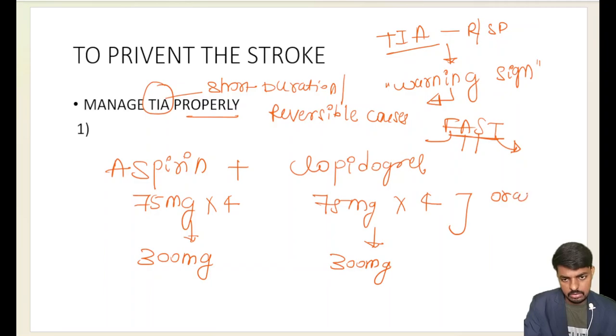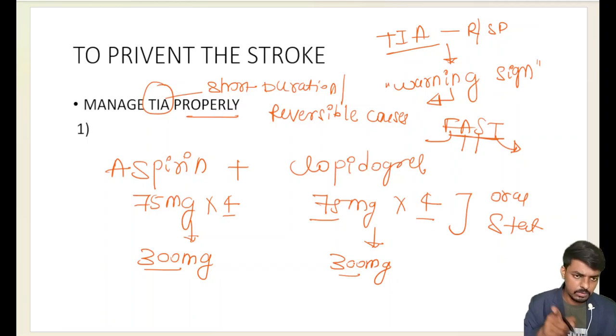Oral, stat. Whenever the symptoms come that indicate your transient ischemic attack, just give a stat dose of aspirin 75 mg, 4 tablets together, 300 mg, and clopidogrel 75 mg, 4 tablets together, 300 mg. Very important, keep it in your mind. To prevent the stroke, manage the transient ischemic attack properly, by managing with two drugs, aspirin and clopidogrel.